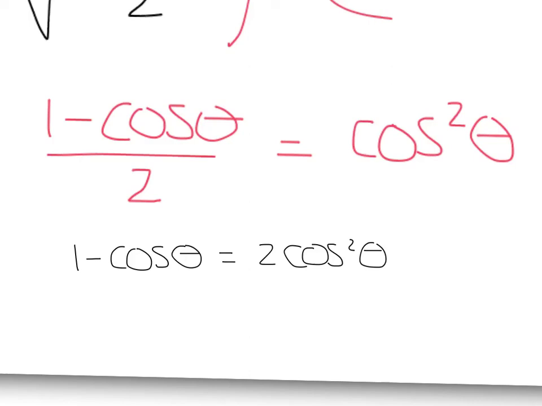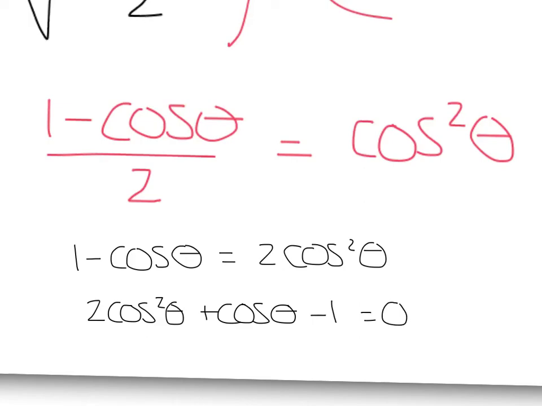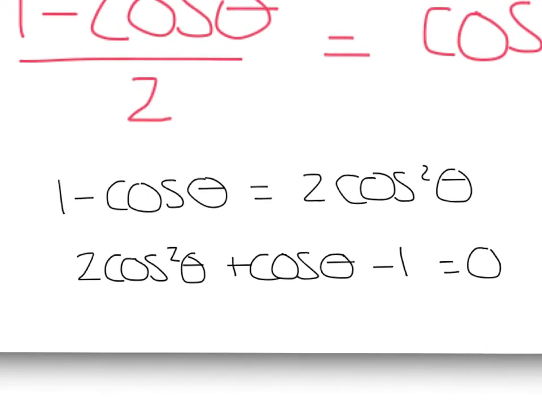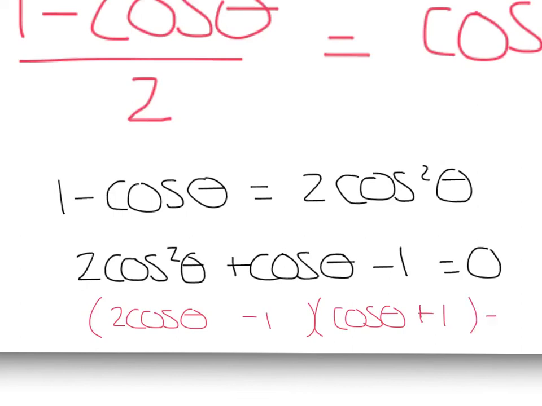And to keep everything positive, I'm going to bring everything over to the right side. So I'm going to add cosine, and I'm going to subtract 1. Is this factorable? Yeah. Okay. So here we get 2 cosine theta, cosine theta. I want my middle term to be positive, so this one has to be my plus 1. This one has to be my minus 1. And now I'm going to set each binomial equal to 0 and solve that on the unit circle.